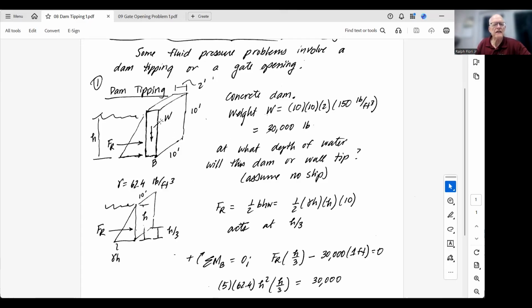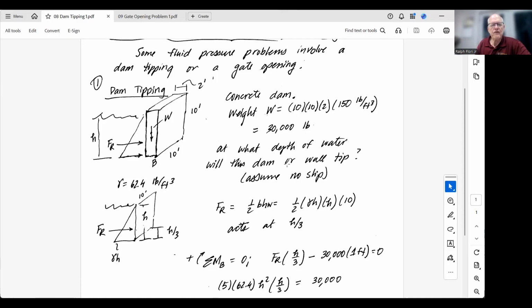So this is a concrete dam. This is artificial. It's just 2 foot wide. It should be much wider, but 2 foot wide, 10 feet high, 10 foot long. So this concrete wall has a weight that's equal to 10 times 10 times 2. The specific weight of concrete is about 150 pounds per cubic foot, so about 2.5 times the density of water. And so the weight of this dam is about 30,000 pounds.